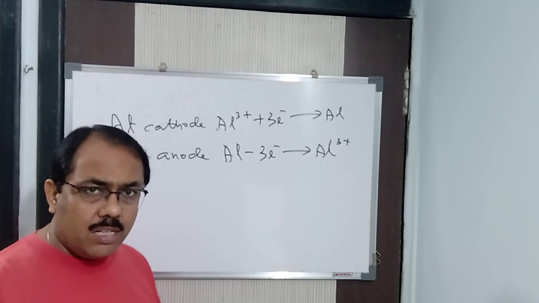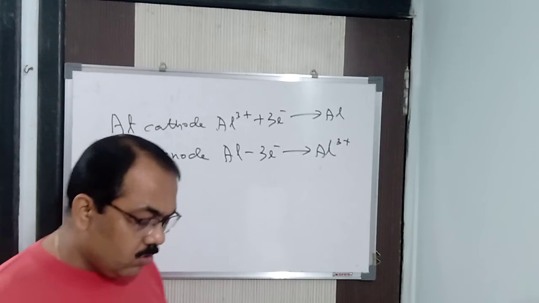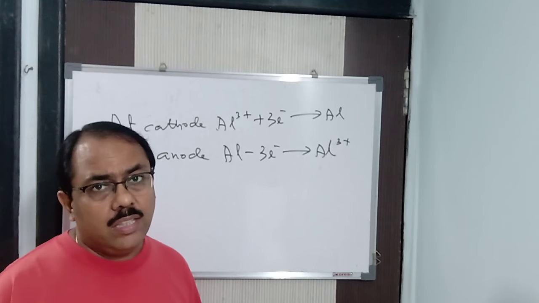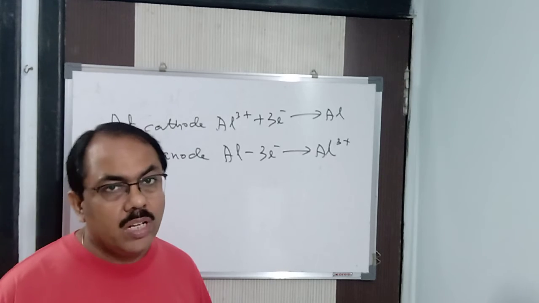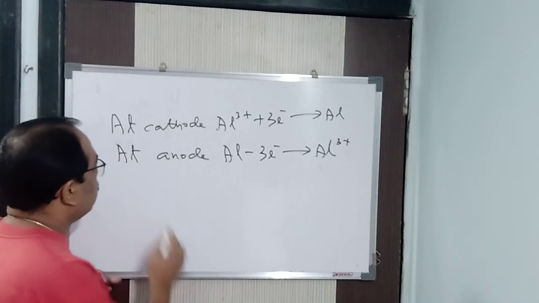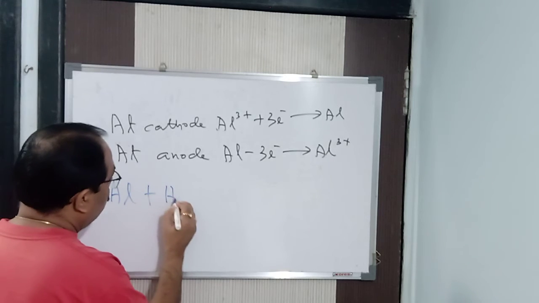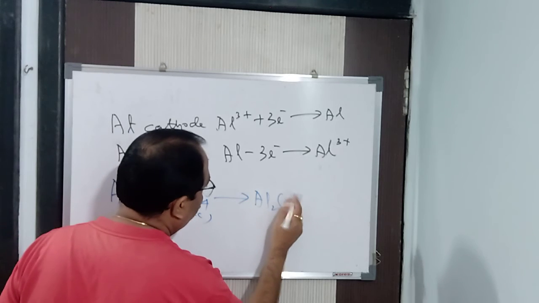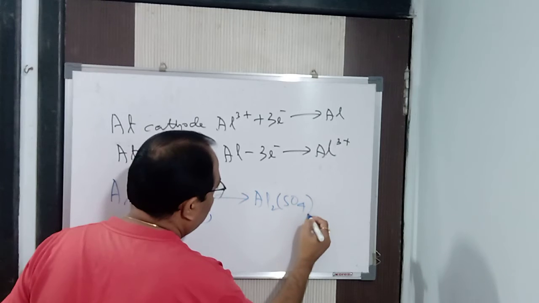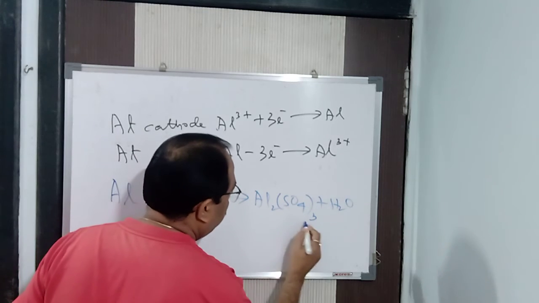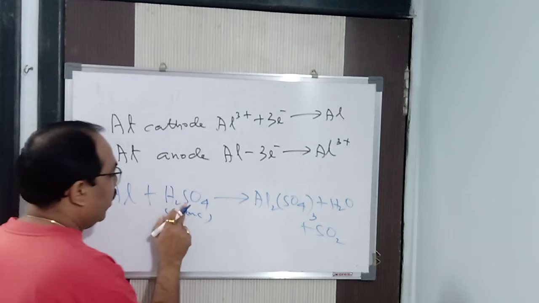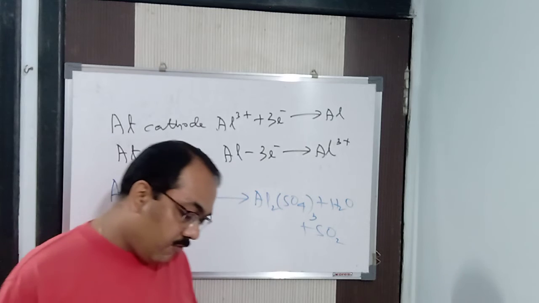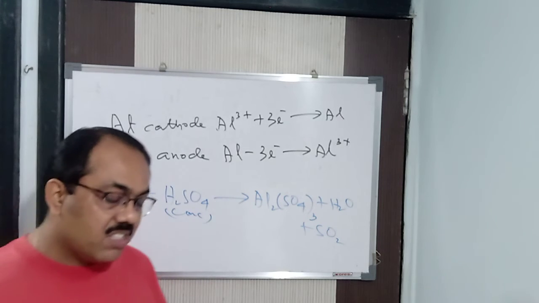Similarly it reacts with other acids also, like sulfuric acid, to give you the same thing, salt and hydrogen gas. But if you take concentrated sulfuric acid, then sulfur dioxide is also liberated along with water. That is, Al plus concentrated H2SO4 gives Al2(SO4)3 plus water plus SO2. But if you take dilute acid, you will get Al2(SO4)3 plus hydrogen gas, we know that. Now with dilute or concentrated nitric acid, aluminium is rendered passive.